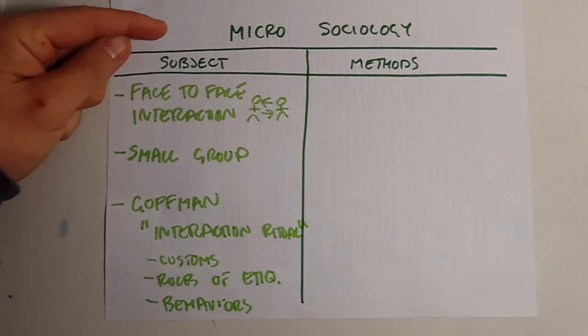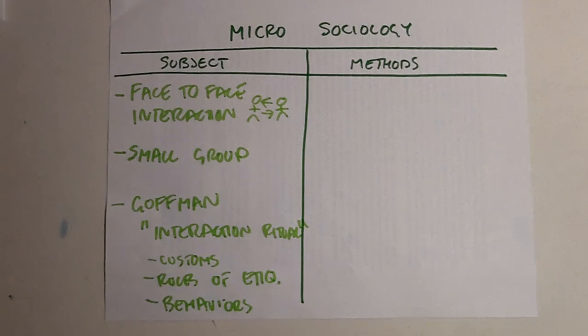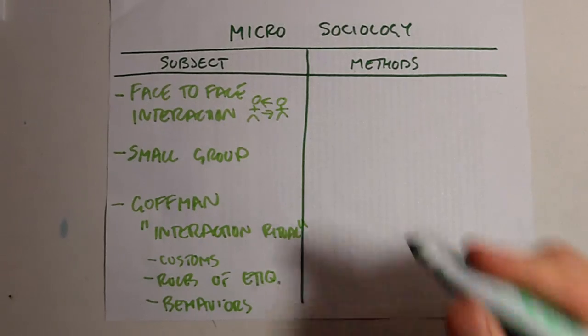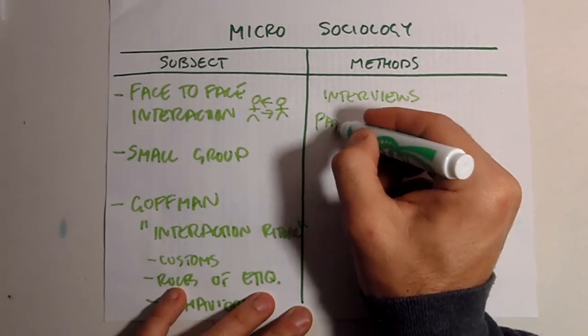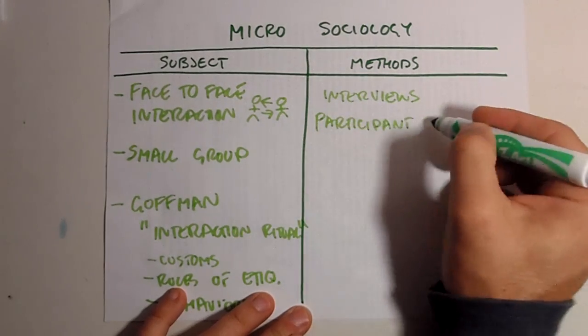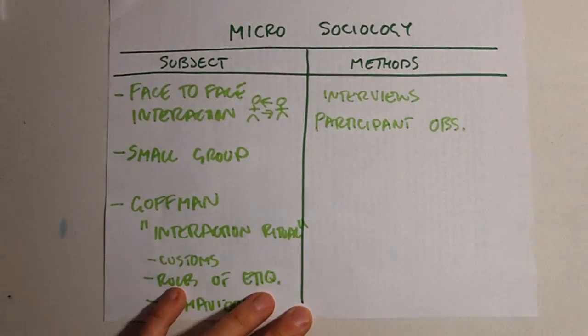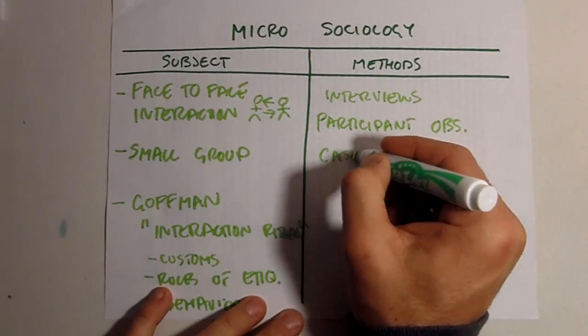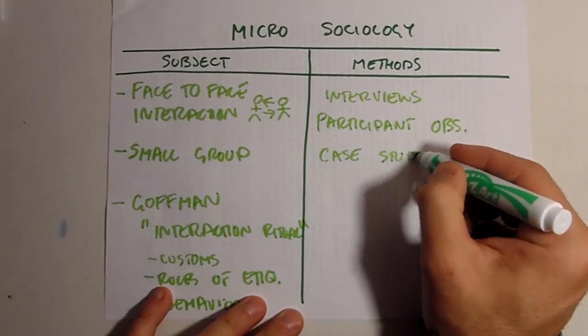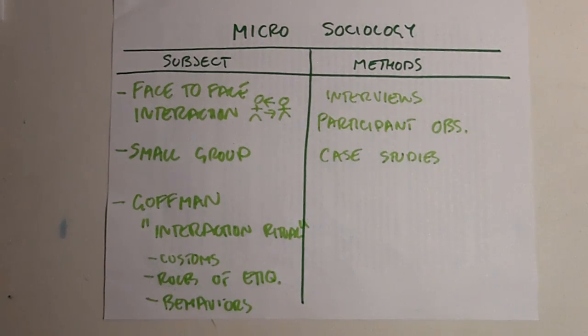Face-to-face interaction is the primary subject matter of microsociology. The methods that microsociologists use to understand how people interact include things like interviews, participant observation. Participant observation is when a researcher becomes a part of a group, say a small group, in order to observe and participate in their behavior as a method of understanding it. Case studies are another microsociological method in which very detailed accounts of individuals' experience or lives are taken and studied.